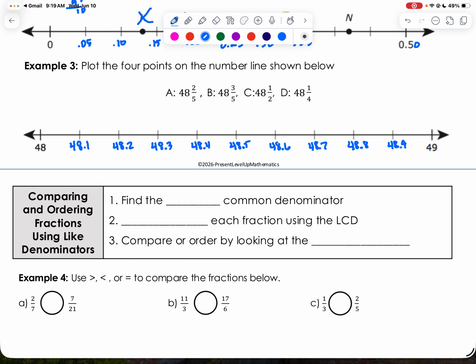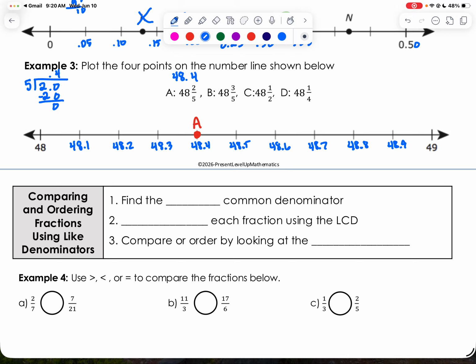So for point A, I have 48 and 2/5. So I know it's going to be 48 point something. So I want to know how many times 5 will go into 2. So let me put a decimal there. So I know 5 will go into 20 4 times. So 4 times 5 is 20. That gives me a remainder of 0. So therefore, 2/5 is equivalent to 0.4. So 48.4 would land right there, and I'll label it with point A.